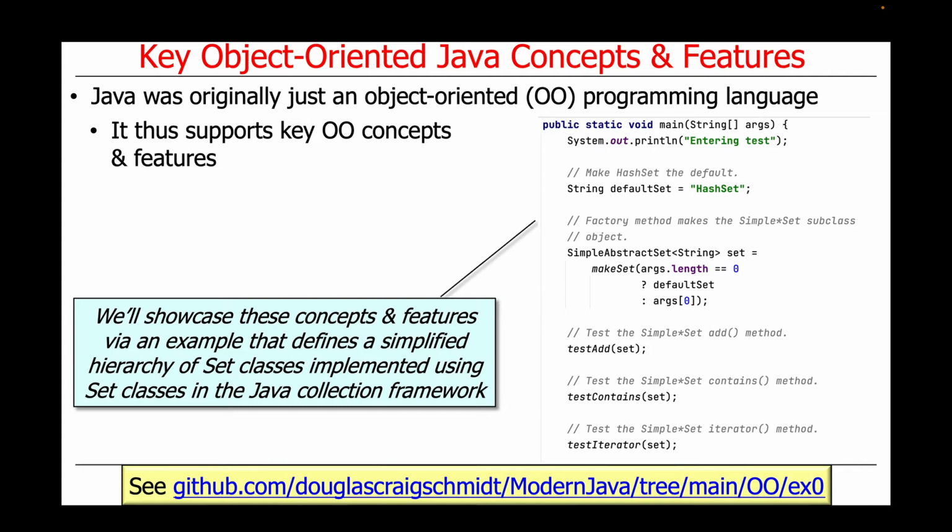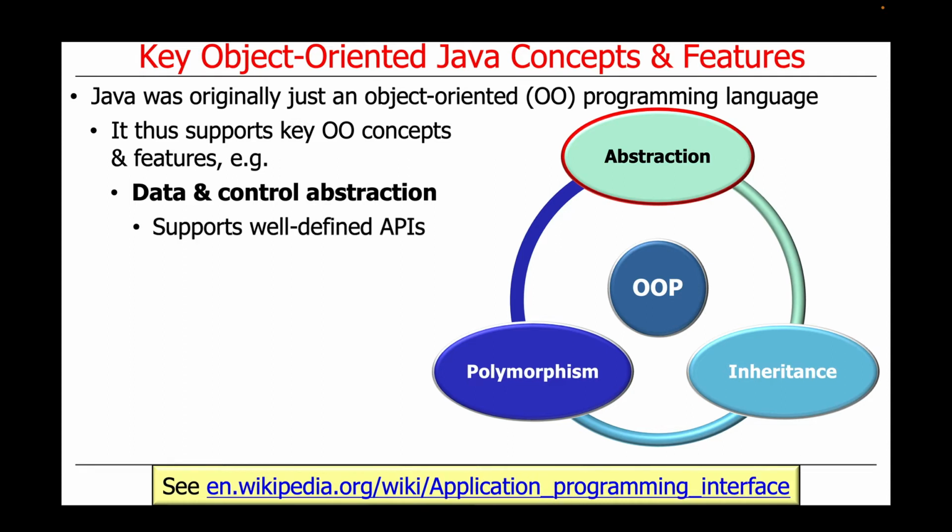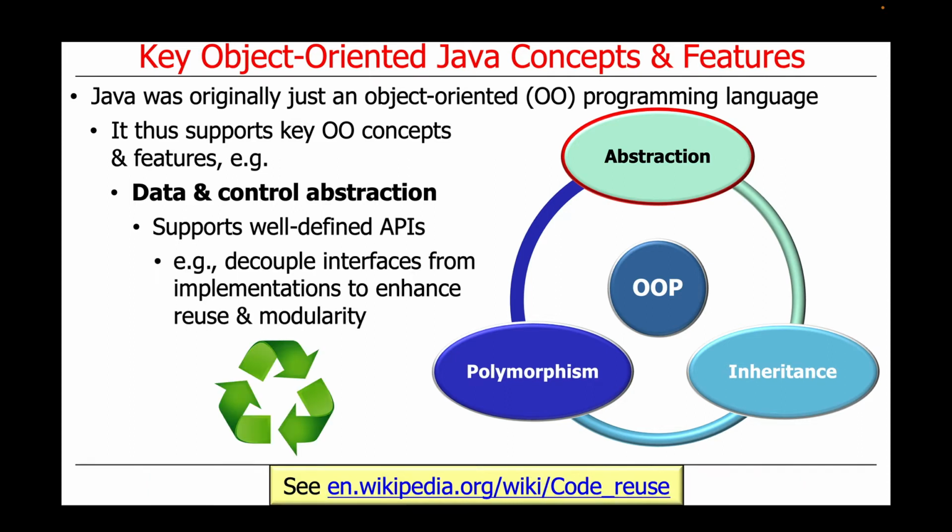And all the example code snippets we'll be taking a look at in this part of the lecture are also available in open source form at the link at the bottom of the slide in the EX0 project. We'll start off by talking about data and control abstraction. Data abstraction is used to define well-defined application programming interfaces, or APIs. Well-defined APIs help to decouple interfaces from implementations in order to enhance reuse and modularity in software programs.